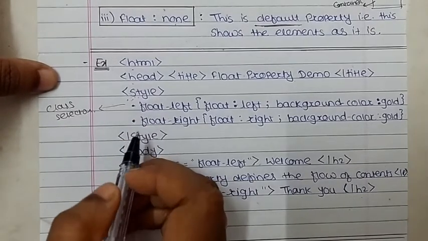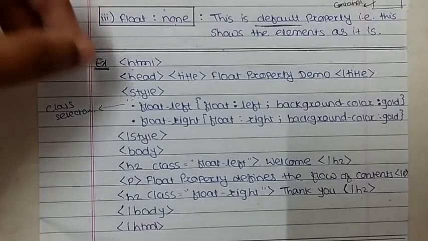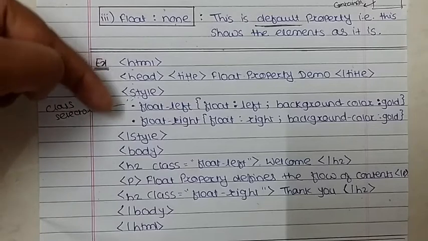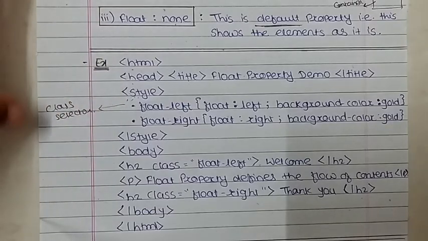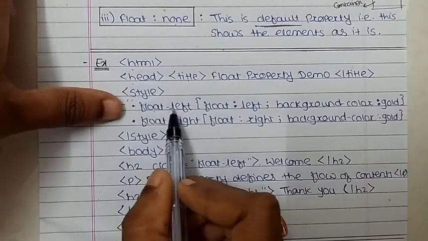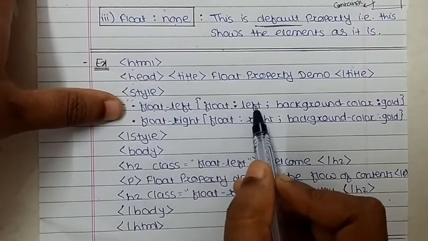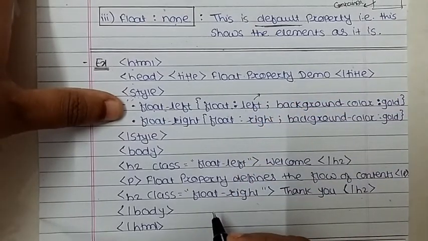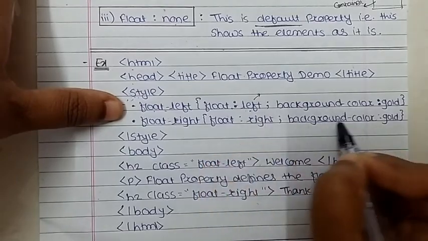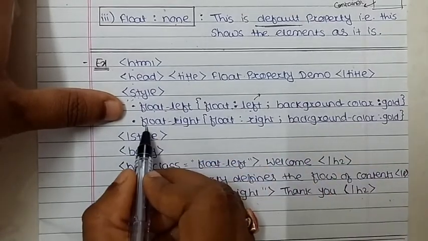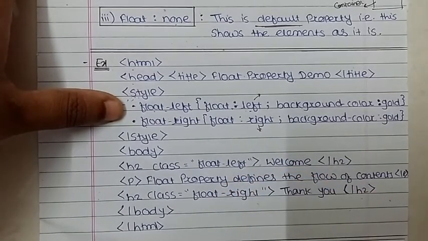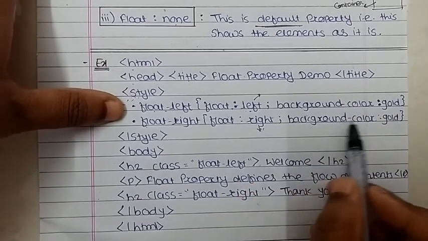And it is the internal CSS. Which type of selector is there? That is class selector, and it is written in a style tag. Therefore, it is the internal CSS. Next, float colon left. This indicates the floating property with the arrangement at the left corner. Then background color is gold. Then float right, this float colon right means any element with that class is arranged on the right side. Then background color gold.